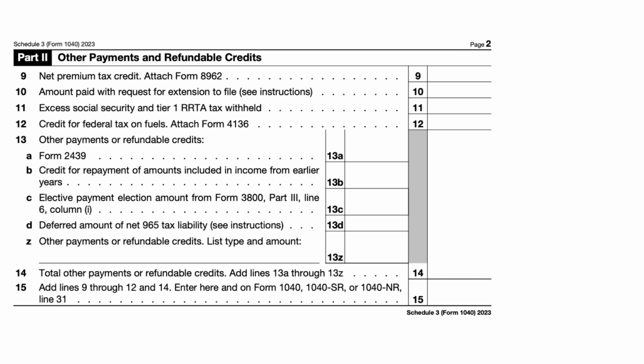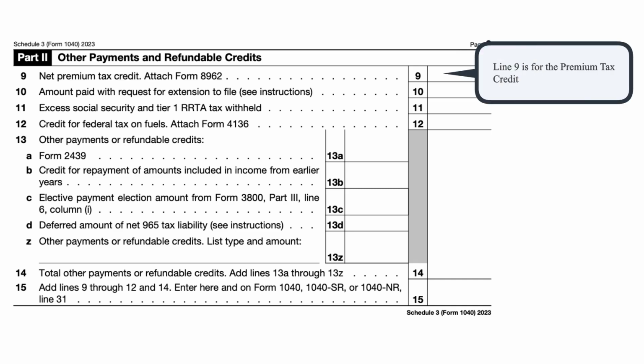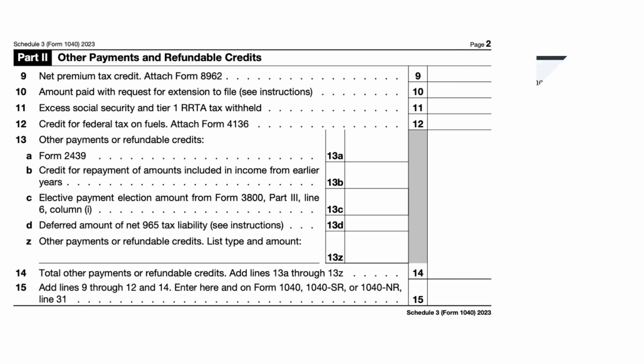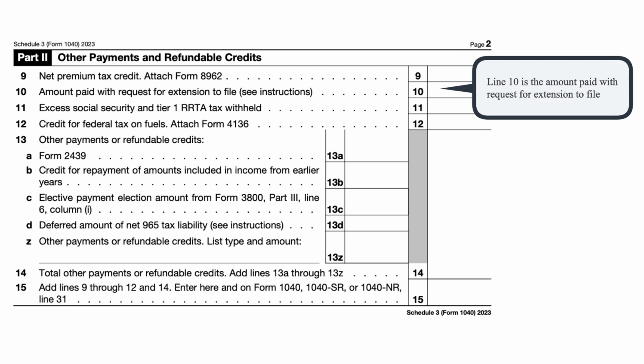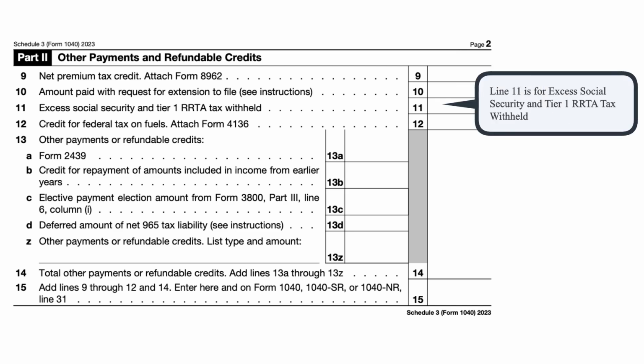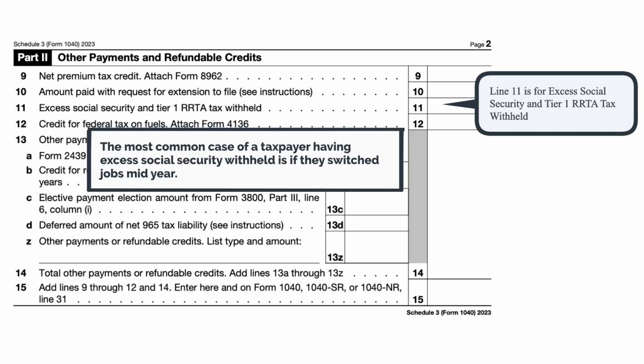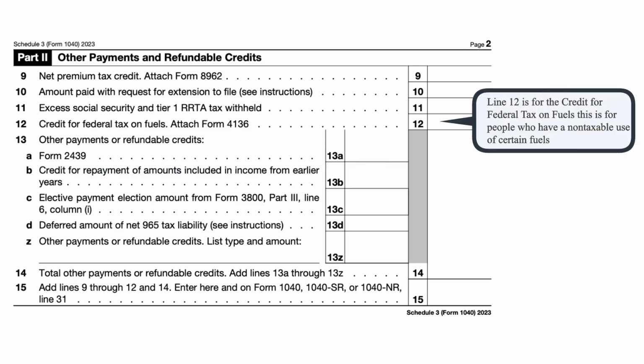Line 9 is for the premium tax credit, which is a credit that helps eligible individuals and families cover the premiums for their health insurance purchased through the health insurance marketplace. Line 10 is the amount paid with request for extension to file. Line 11 is for excess Social Security and Tier 1 RRTA tax withheld. The most common case for a taxpayer to have excess Social Security withheld is if they switch jobs mid-year. Line 12 is for the credit on federal tax on fuels. This is for taxpayers who have a non-taxable use of certain fuels.